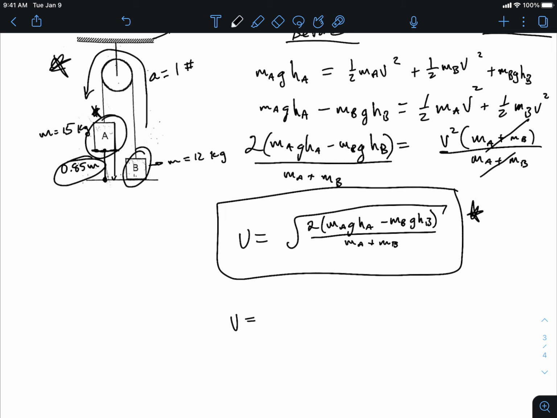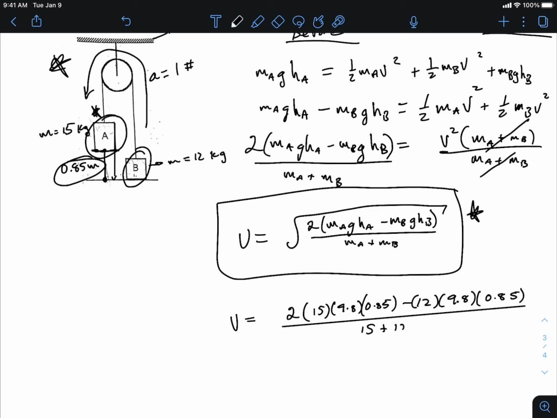V is going to be equal to the square root of 2 times, what's the mass A? Well, 15. And then g is 9.8. And h_A was 0.85. Right? And then we're going to subtract off the mass of B, which was 12, times 9.8 times, it's also going to be 0.85. And all of this is going to be divided by 15 plus 12, which is square rooted.